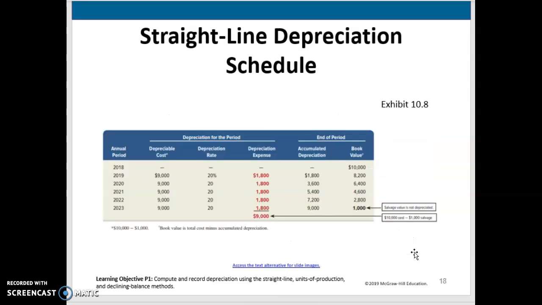The last part I want to show you is a straight line depreciation schedule. What we're going to see is the depreciable cost, which was that cost minus salvage, that $9,000. Depreciation rate, that is by taking 1 divided by the useful life, and we get 20% each year, and we get the depreciation expense. The next column we see is accumulated depreciation. So depreciation expense is the same every time. Accumulated depreciation is going to increase every year by $1,800, and our book value is going to decrease every year by $1,800. Down to that last year, we're going to end up with our salvage value of $1,000.